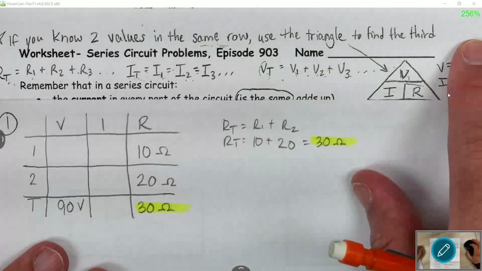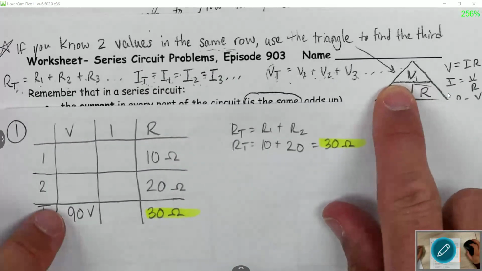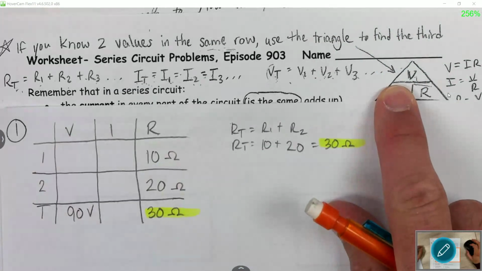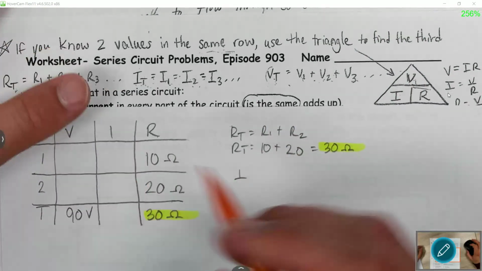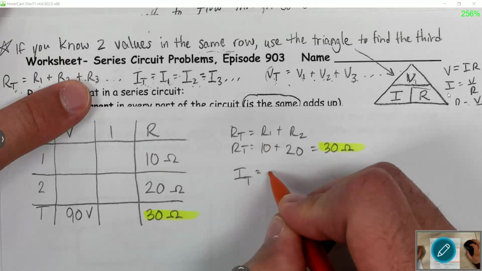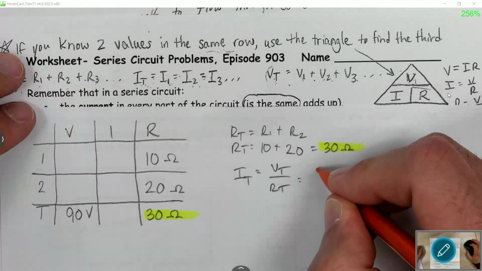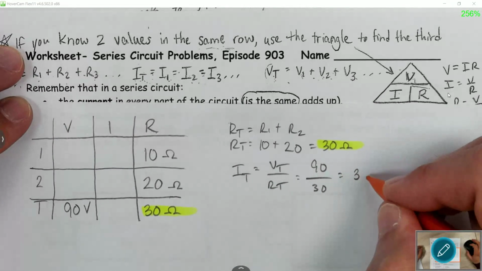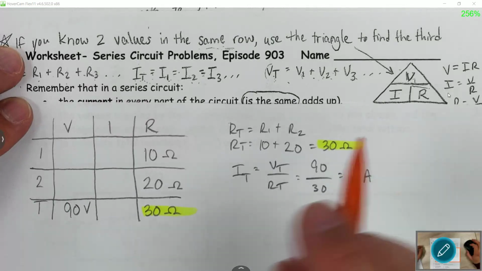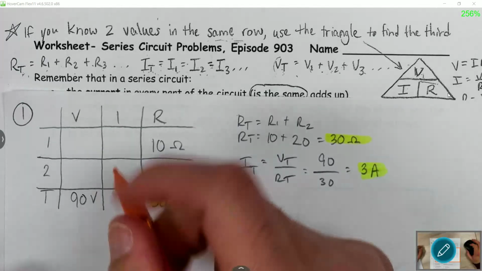The triangle is VIR. I don't know what I is. If I cover it up, it's going to be V divided by R. So IT, total current, is equal to the total voltage divided by the total resistance. The total voltage is 90. Total resistance is 30. Dividing those out gives me 3, and the unit for current is amps. So we can take this and place it here.